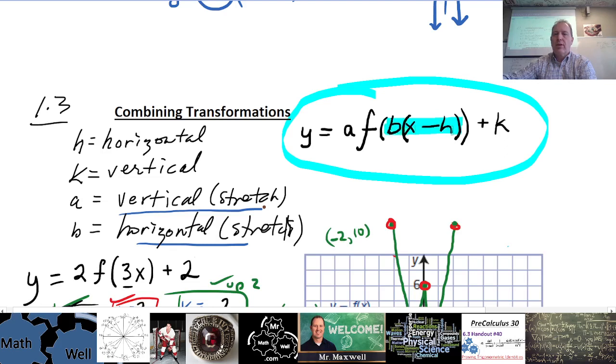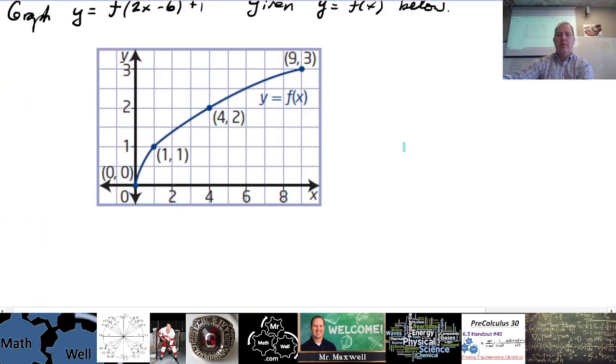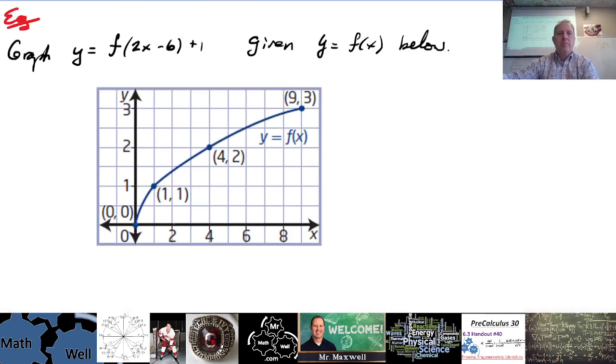When we take a look at b and h, in order to properly identify h, we actually have to factor b out of the expression of x. So the expression of x that's inside the function, we have to factor b out. So this is what it looks like in this example. f of 2x minus 6, notice that this is not factored in here. In order to properly identify h, because h is actually not 6, we'd have to factor a 2 out and write it like this.